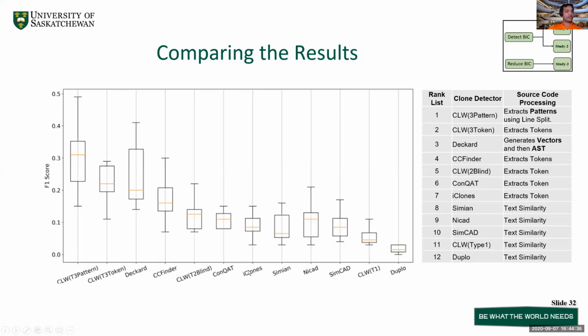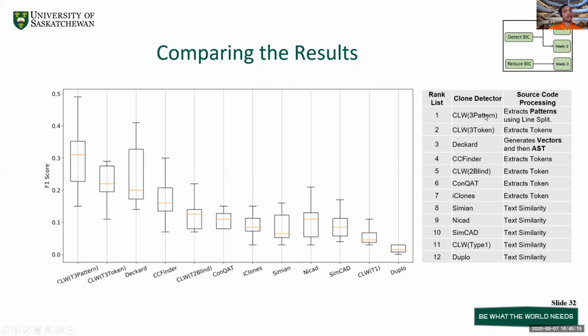Here is the result of our investigation. Again, the box plot shows the distribution of the F1 score, and this is the actual rank list of our 12 investigated clone detection tools. There are actually 9 clone detection tools, and CloneWorks has 4 separate configurations: type 3 pattern, type 3 token, type 3 blind, and type 1. These 4 separate configurations of CloneWorks make the total implementations of clone detection tools 12.